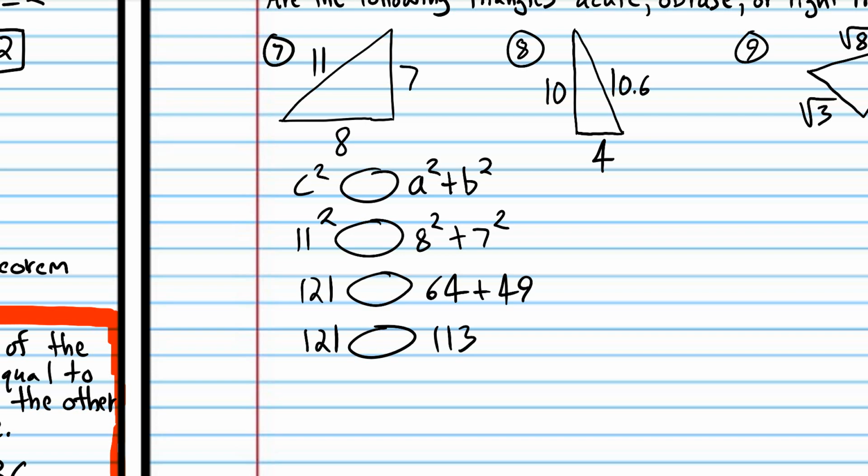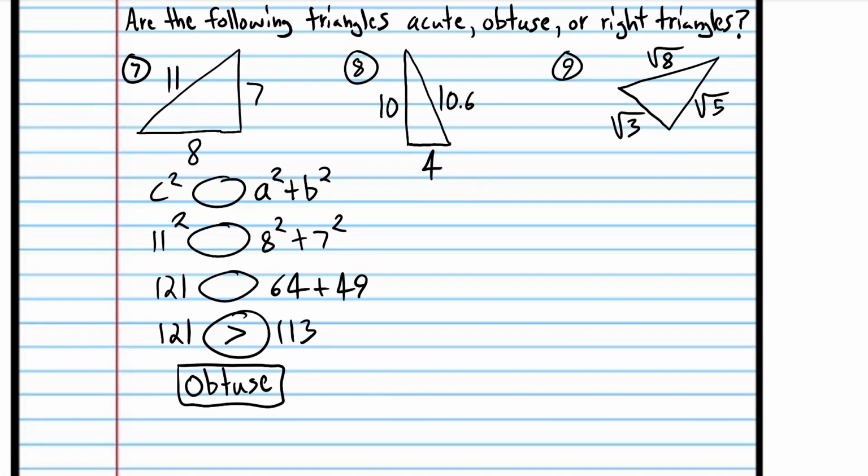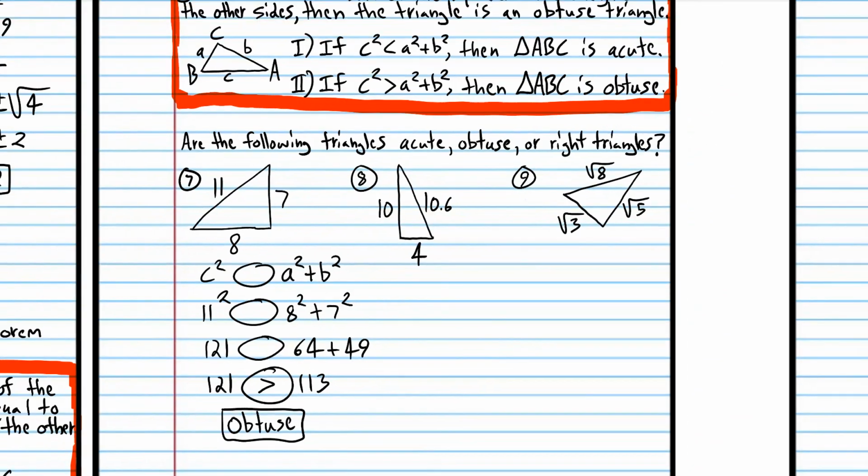So you can see that 121 is greater than 113. Remember, Pac-Man wants to eat the bigger number. That's how a lot of students tell which way the inequality goes: you draw a Pac-Man, and he wants to eat the bigger number. So you can see that c squared, the square of the longest side, ended up being bigger than the sum of the squares of the other sides. So that means that the triangle is obtuse. And that's how you do these problems. It's pretty easy. So now let's try another one of those.